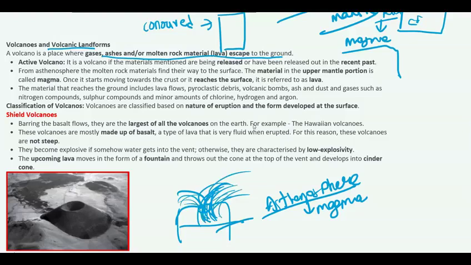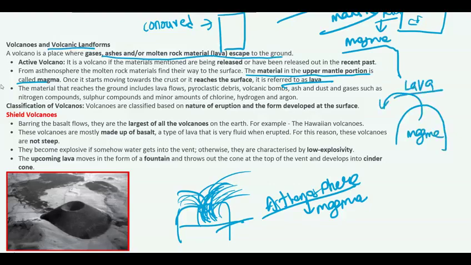This point is very important. The material in the upper mantle portion is called magma. But when it comes to the surface, it's called lava. Inside the volcano, it is called magma. Outside the volcano, it is called lava. That is a simple explanation of what is magma and what is lava.